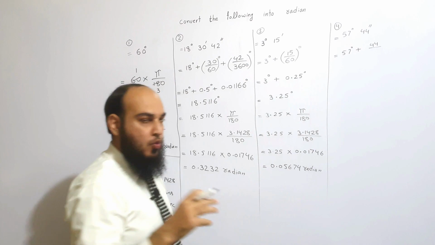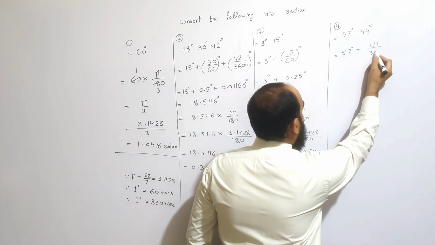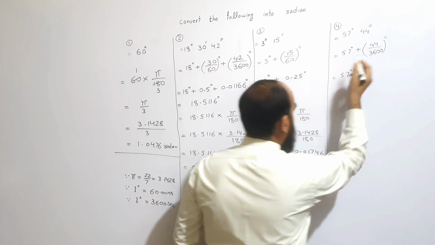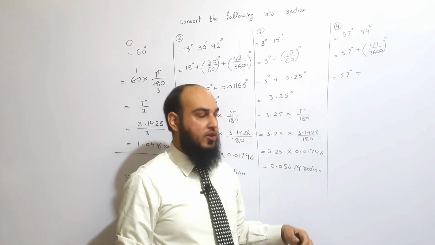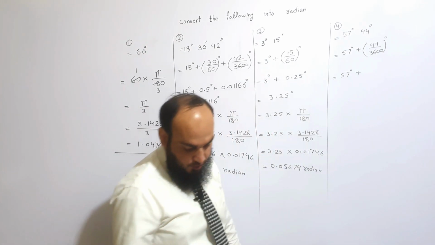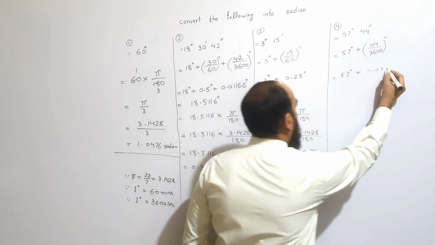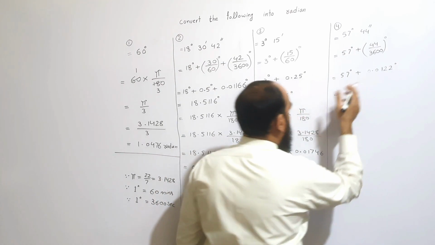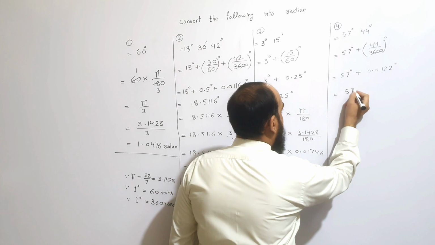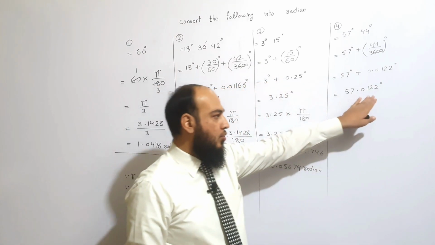You know that 1 degree is equal to 3600 seconds. That is why 44 is divided by 3600 seconds. Now it is in the form of degree. 57 degree plus, now you have to divide them. 44 divided by 3600. With the help of calculator you will get 0.0122 degree. Now you have to add them, then you will get 57.0122 degrees.